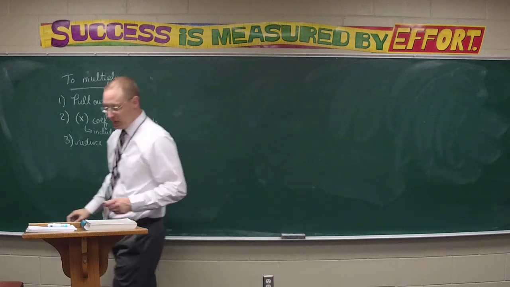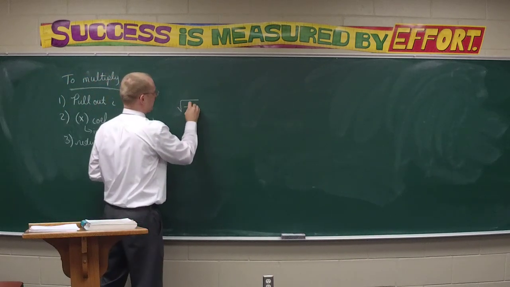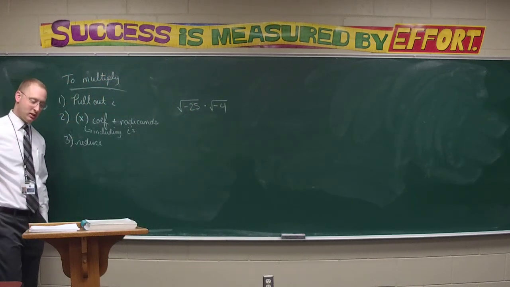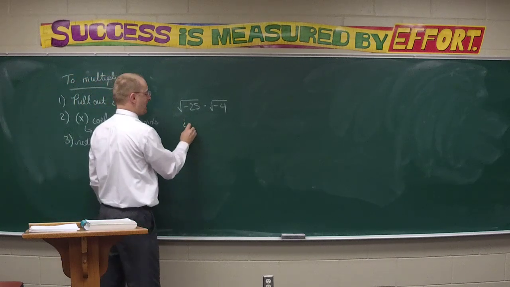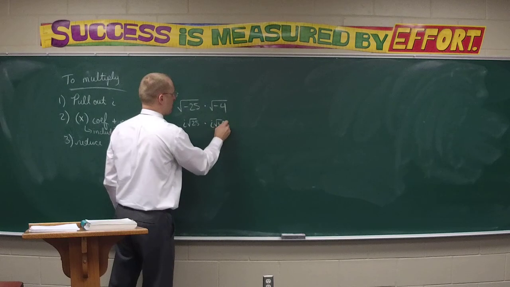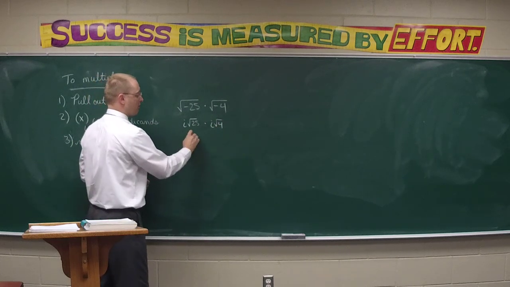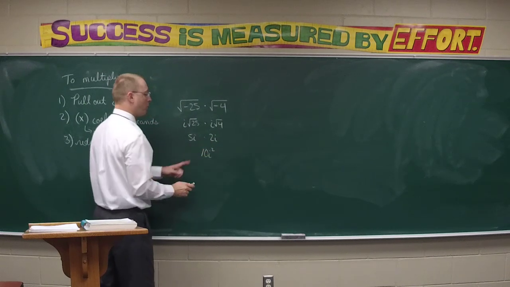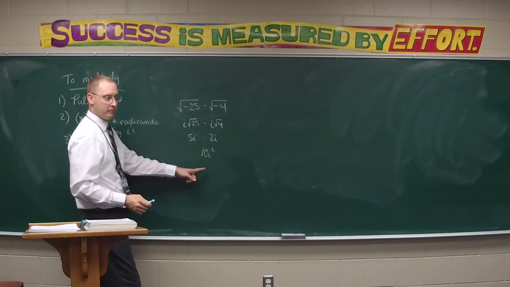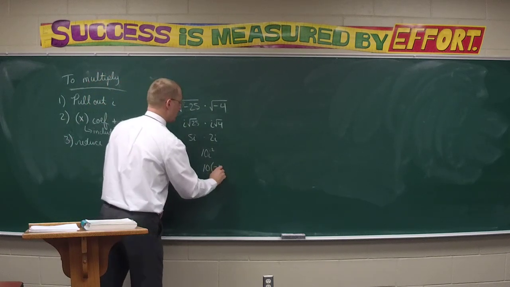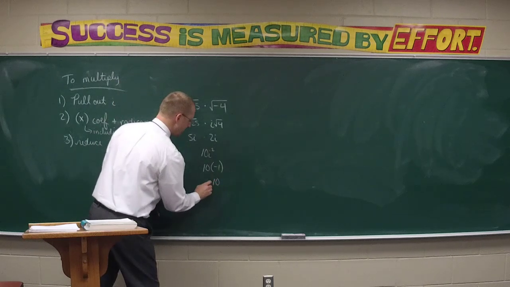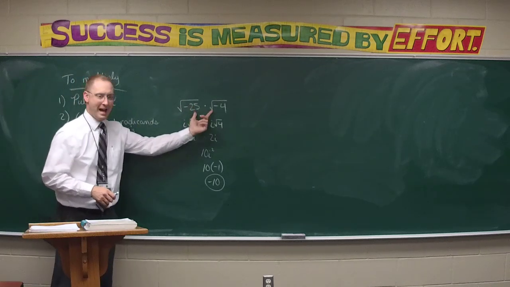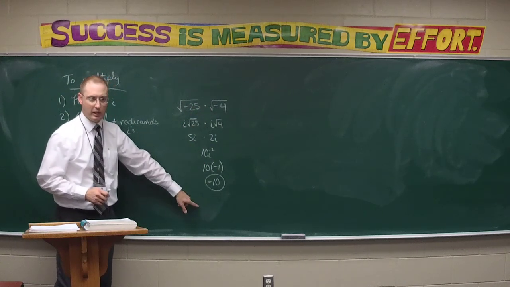But we don't have to just look at the problems. If we had the square root of -25 times the square root of -4, the first thing I should do, class, is pull out your i. So this becomes i times the square root of 25 times i times the square root of 4, which of course becomes 5i times 2i, which gives me 10i squared. But what is i squared? Negative 1. So 10 times -1 becomes -10, and there's my answer. Even though we're multiplying two imaginary numbers, we get a real product.